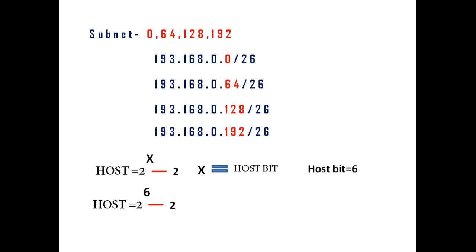The last one is the broadcast number and the first one is the network number. Broadcast number is broadcast, and the network number is the first IP.